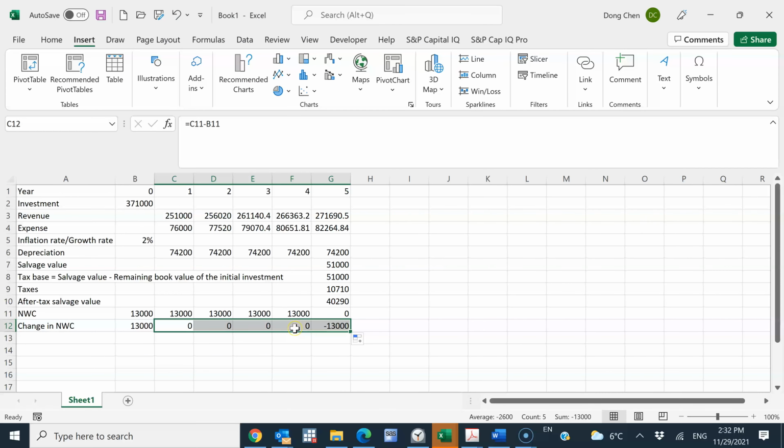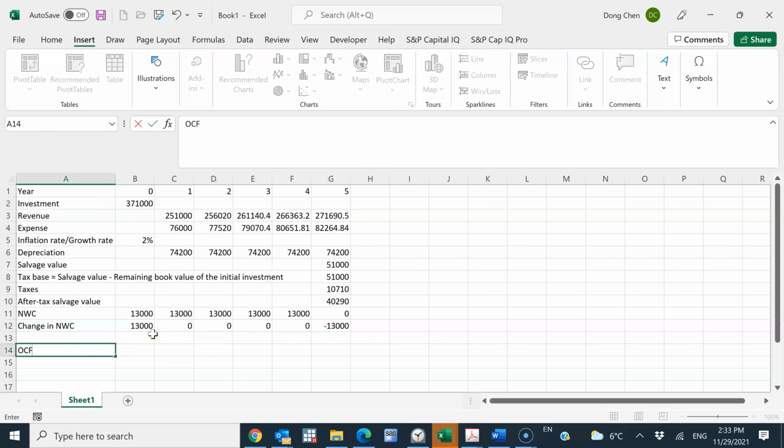So basically, I have put all the numbers given by the setup into the worksheet, and I can now start the calculation of the free cash flows. So the starting point is to calculate the operating cash flow.